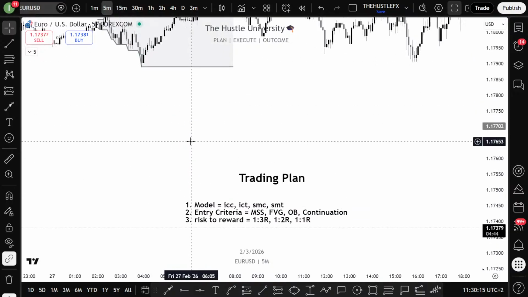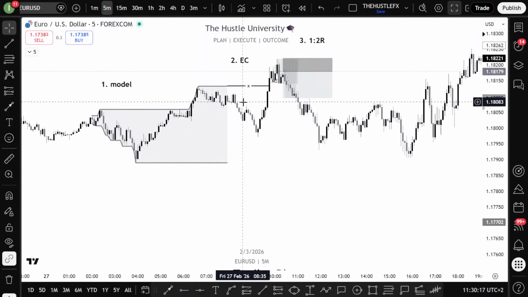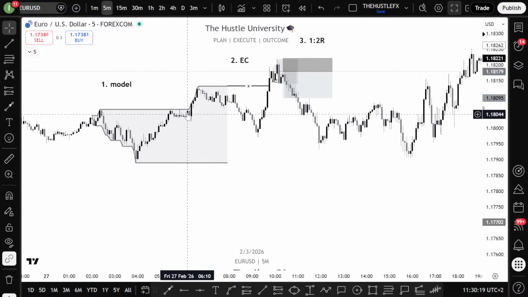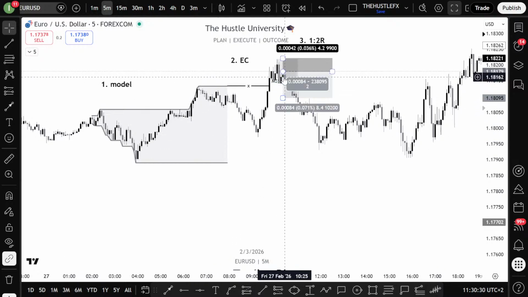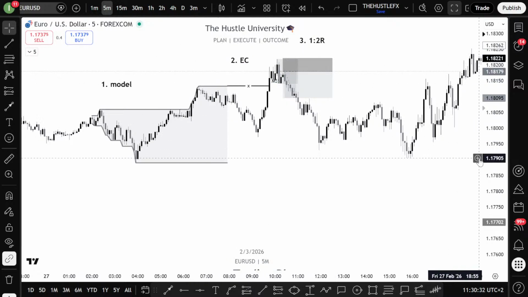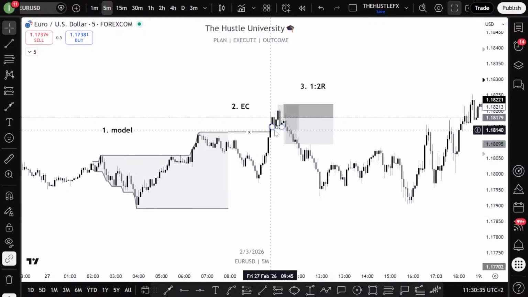So, with that being said, the Asian range model is very simple. The Asian range, there you have it. That's the model. The entry criteria: you want to see a sweep of liquidity either to the upside or below that range. And you still want to see price give you a shift in market structure. The time frame that you're going to be using is 5 minutes.